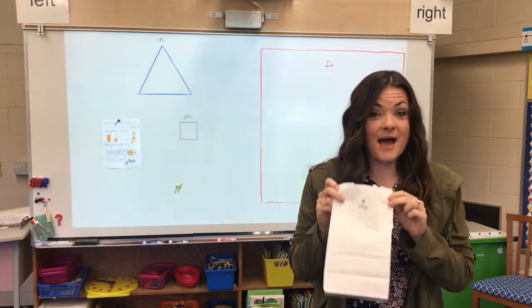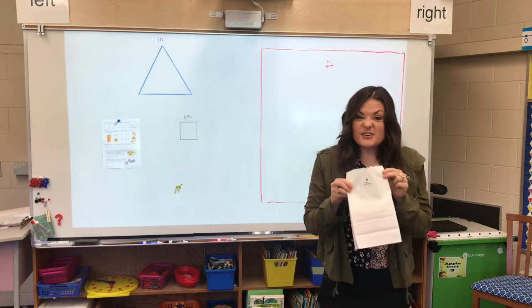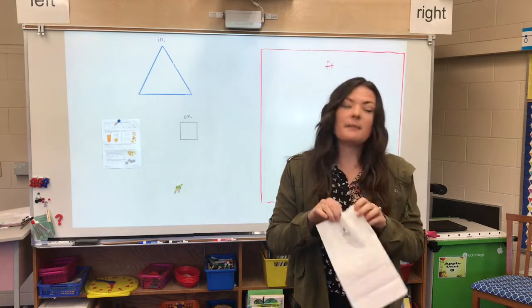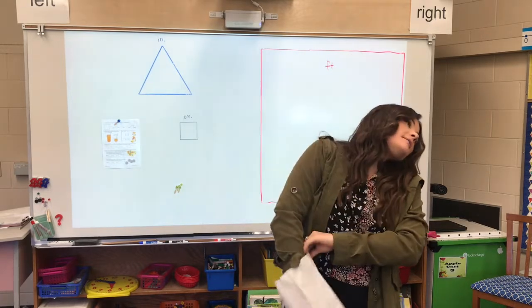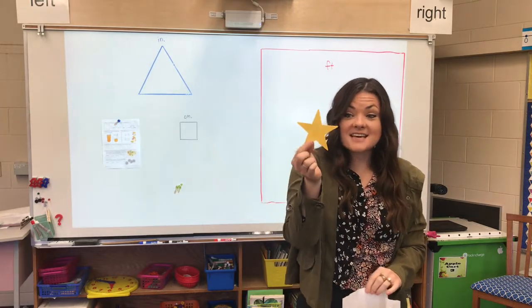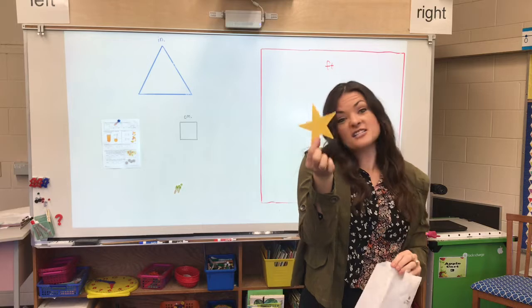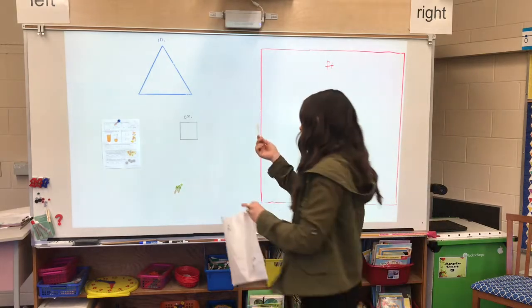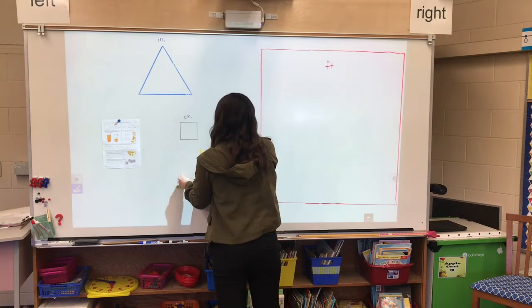a mystery bag this morning. And in my mystery bag, I have some different objects. So I'm gonna reach in, I'm gonna pull out object number 1. What is this? This is a star. A star is a shape. This is one of my mystery objects. I'm gonna put it up here on the board.